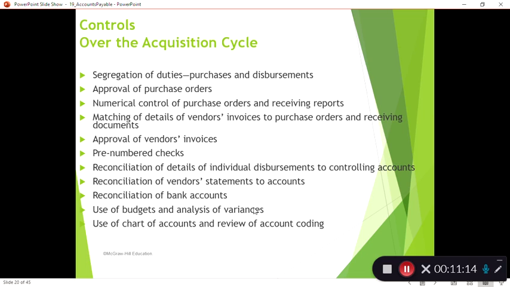I'm not going to go through each one of these, but the fact that we do bank recs, right, that helps reconcile cash disbursements. The firm can look at the vendor statements and make sure it matches their subsidiary accounts payable account, that the client thinks that they owe the vendor. And so those are a few of the controls that are over the acquisition cycle. All right, so I'll stop here. We're getting a little bit high on the number of minutes for this video, and then I'll pick up with the next learning objective.